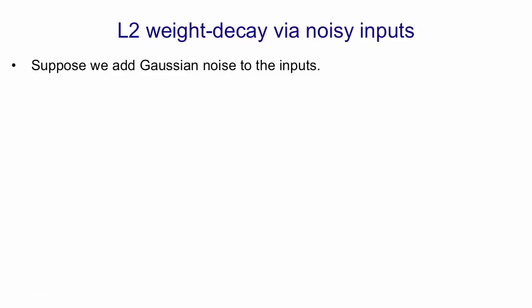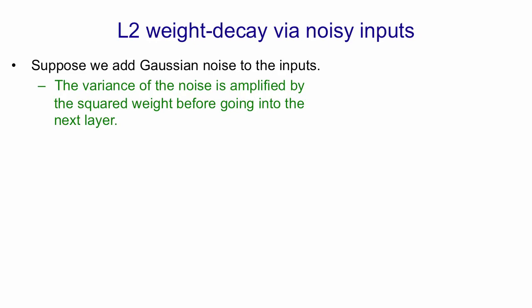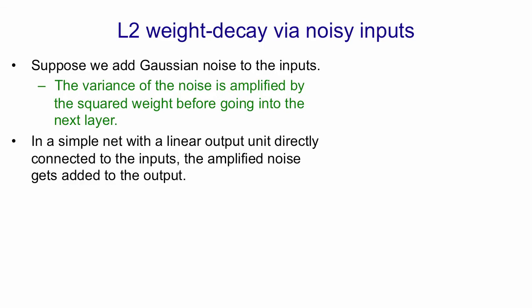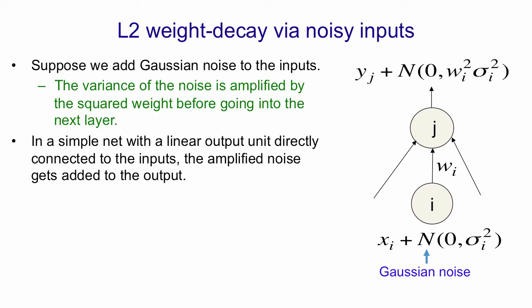So let's look at what happens if we add Gaussian noise to the inputs to a simple neural network. The variance of the noise gets amplified by the squared weights on the connections going into the next hidden layer. If we have a very simple net with just a linear output unit that's directly connected to the inputs, the amplified noise then gets added to the output. So if you look at the diagram, we put in an input xi with additional Gaussian noise that's sampled from a Gaussian with zero mean and variance sigma i squared. That additional noise has its variance multiplied by the squared weight. It then goes through the linear output unit j, and so what comes out of j is the yj that would have come out before, plus Gaussian noise that has zero mean and has variance wi squared sigma i squared.